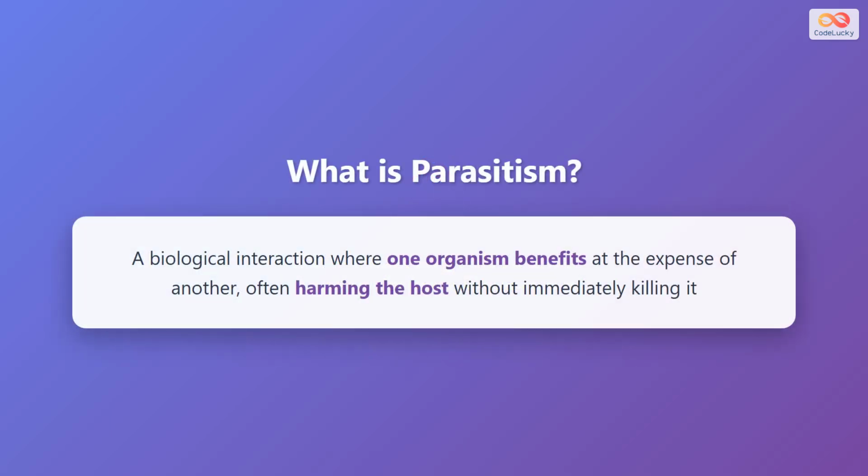Parasitism is a biological interaction where one organism, called the parasite, benefits at the expense of another organism, called the host. The key characteristic of parasitism is that it harms the host without immediately killing it. This is because the parasite depends on the host for survival and resources. If the host dies too quickly, the parasite loses its source of food and shelter.